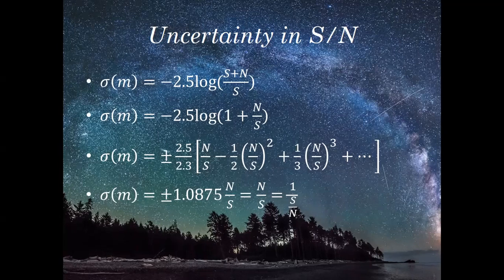Just tell me one thing: when noise is less and signal is more, this N by S ratio will be a very small number. Do you agree or not? When noise is less and signal is more, that is what is practically observed. This N by S is going to be a very small term. Do you agree or not?